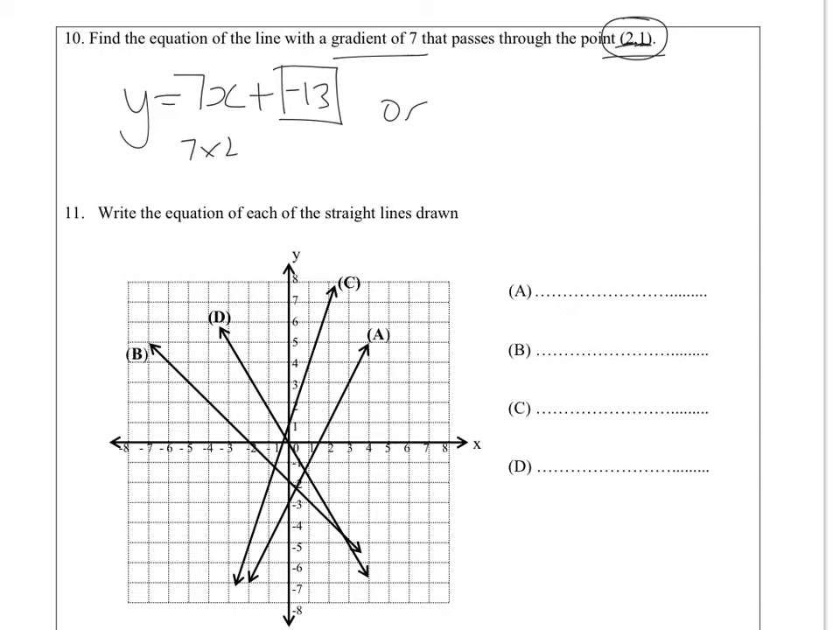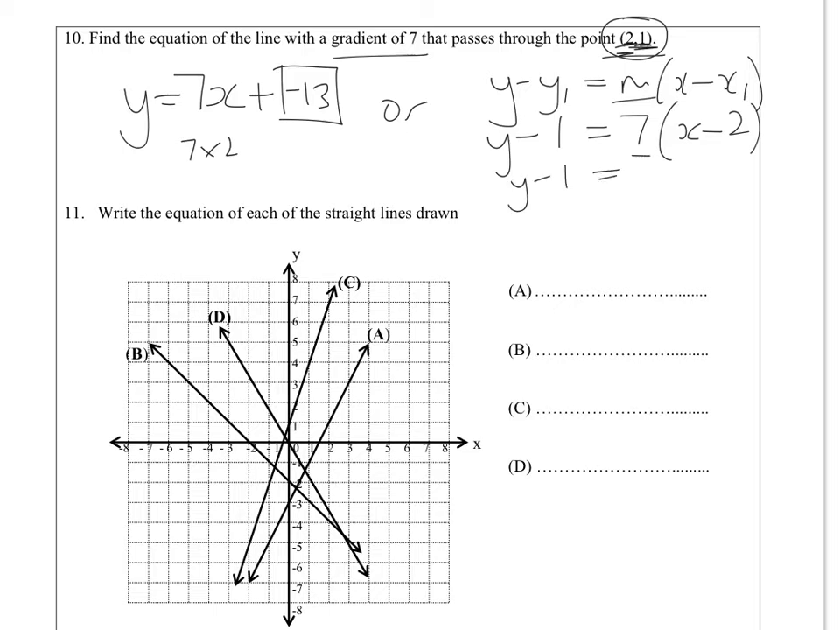Or we can use the formula, the point gradient, y minus y1 equals m times x minus x1. That's when you have a gradient and 1 point. So we get y minus your y value, which is 1, equals your gradient, 7, times x minus your x value, which is 2. Y minus 1 equals, expand the brackets, 7x minus 14. You need to add 1 to both sides, and you get y equals 7x minus 13. Now 11.